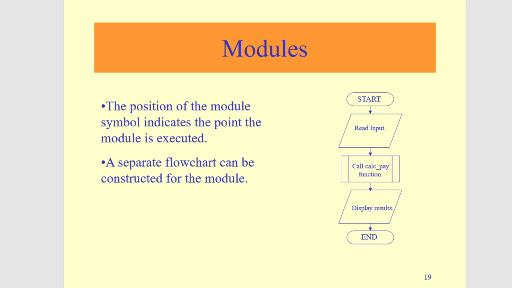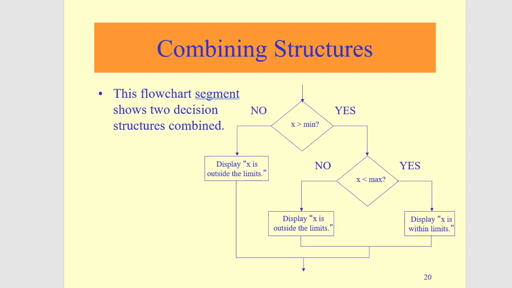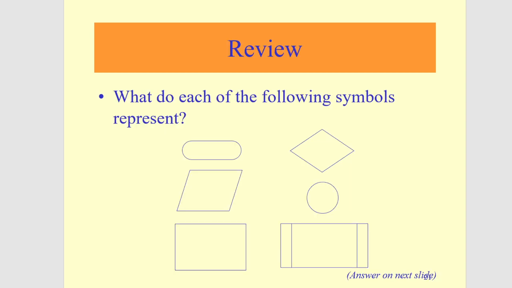We also have modules. Now, the position of the module symbol indicates the point the module is executed. Now, a separate flowchart can be constructed for the module. We also have combining structures. That's very common here in EDP 101L. So you are going to combine the structures. So you combine the sequential with the decision and etc.